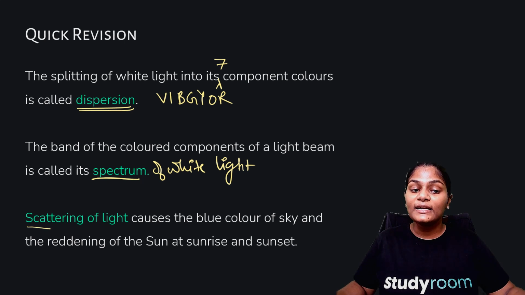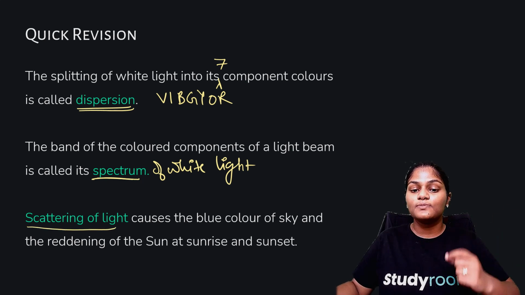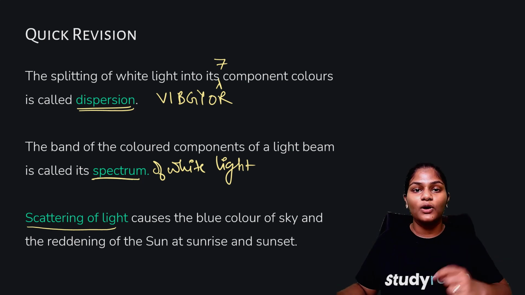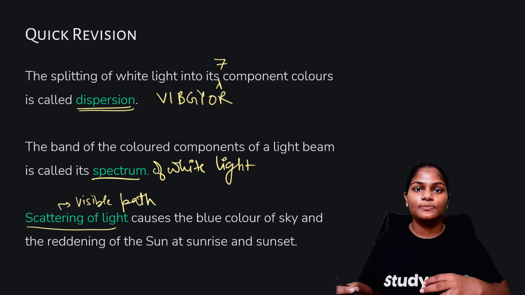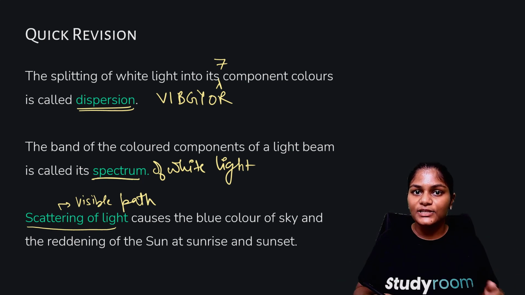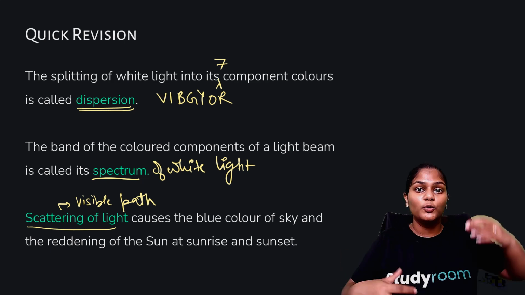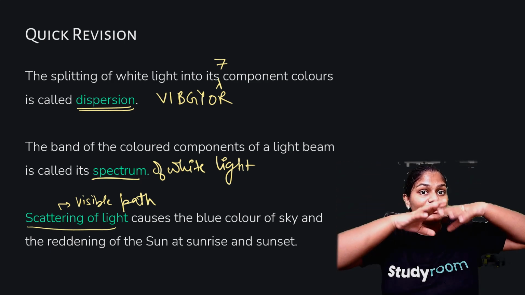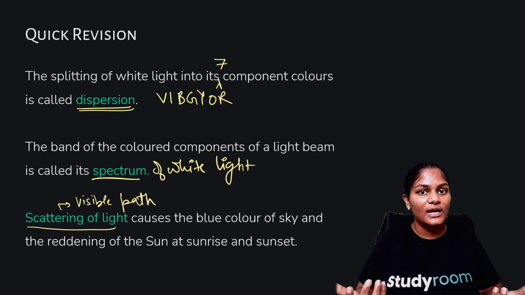Now, the scattering was the second phenomenon that we studied about. That is what causes blue color of sky and reddening of the sun. So, scattering was just the visible path of light. So, when the path of light becomes visible, that is known as the scattering of light. And the scattering is the reason for the sky to appear blue, because blue gets scattered the most, and that is why it reaches our eyes and we see the sky as blue.